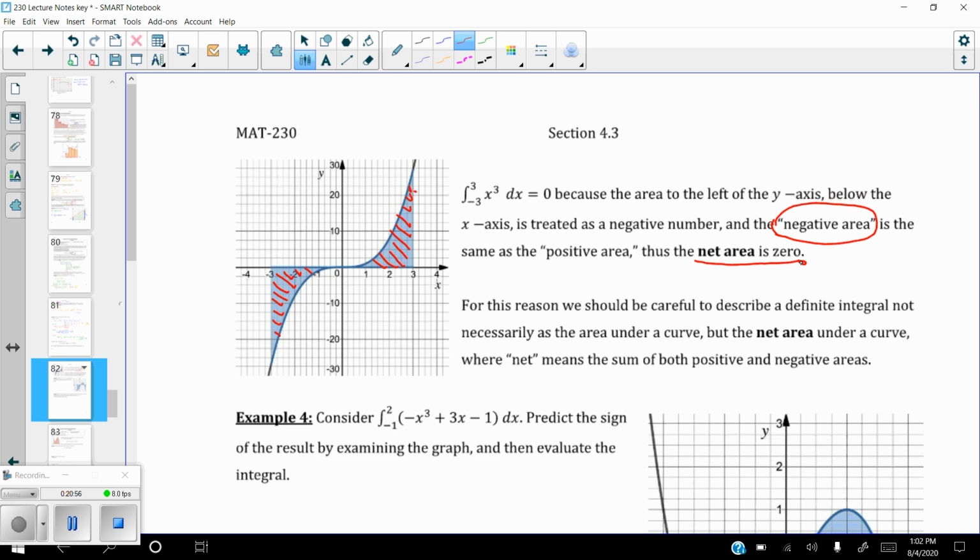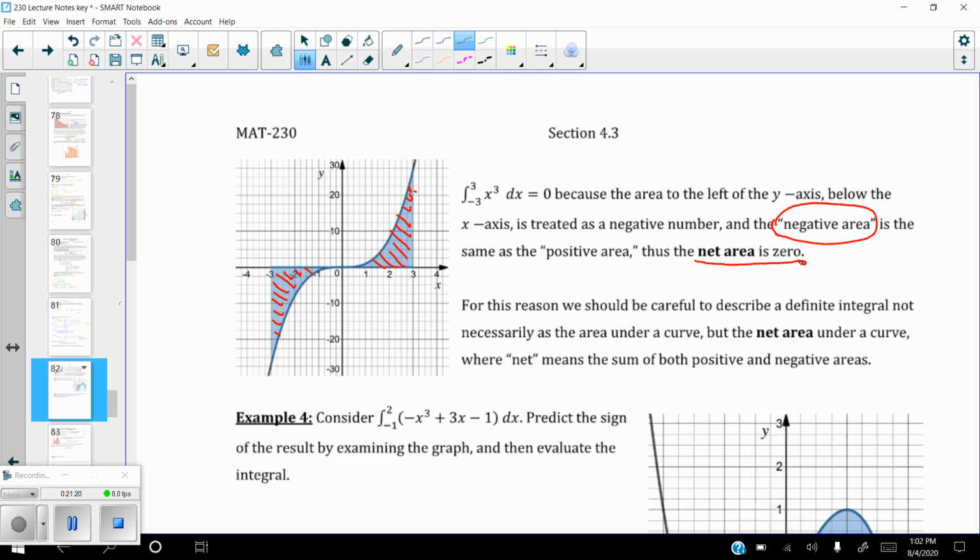So when we talk about this, again, we want to carefully describe the integral as not necessarily the area under the curve, but the net area maybe under the curve. I like to say the area between the curve and the x-axis. Again, the biggest takeaway is area below the x-axis is considered to be negative. Area above the x-axis is considered to be positive.